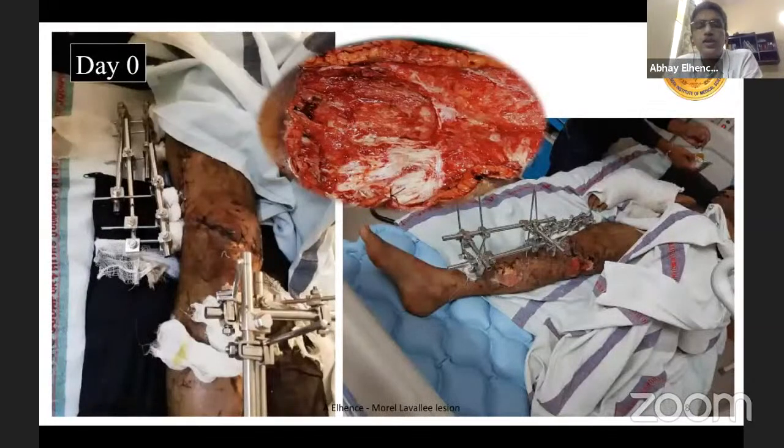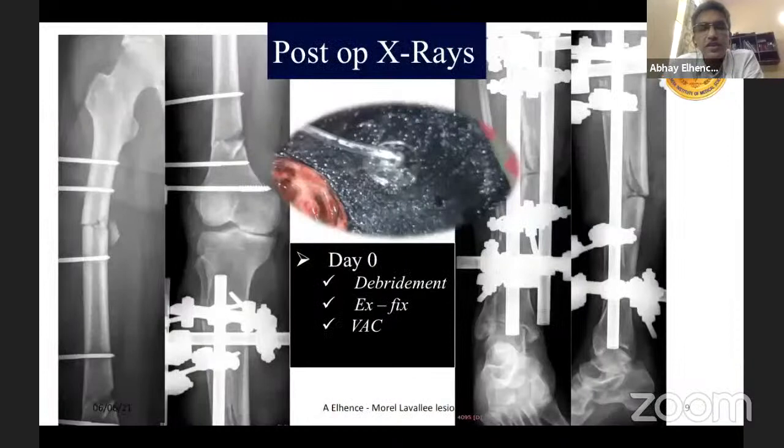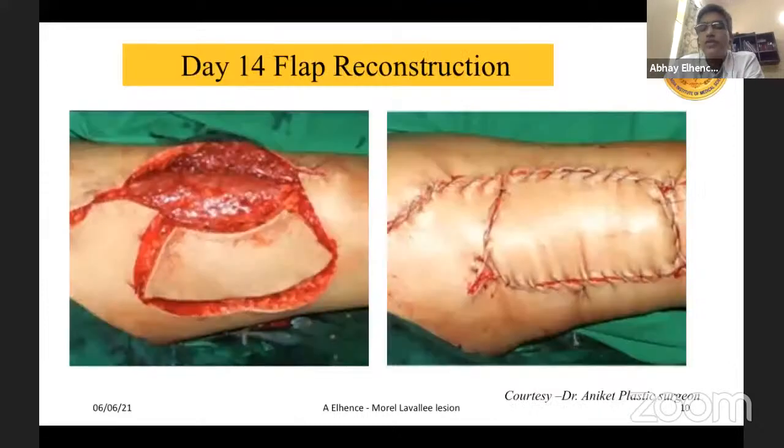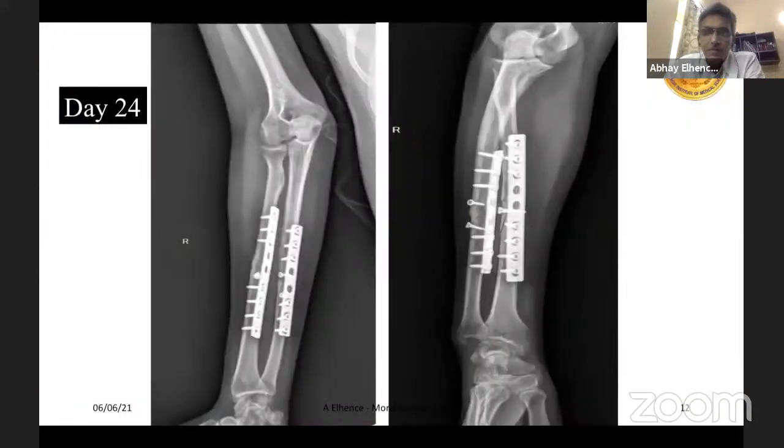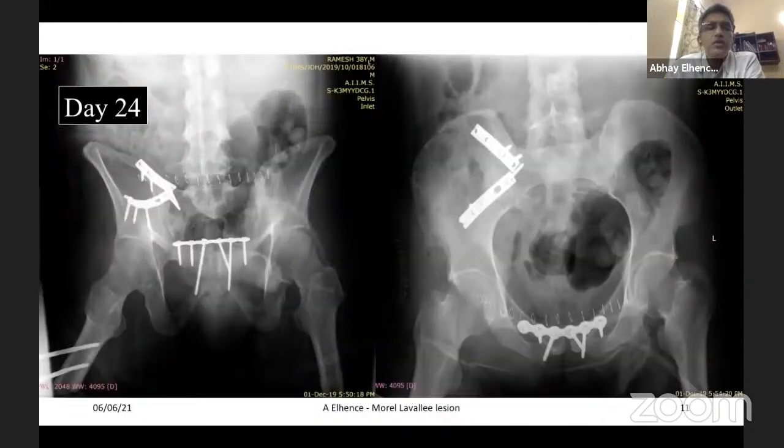So day zero was essentially an aggressive debridement of the Morel-Lavallée wound and stabilizing the bony injuries with external fixators, debriding the wounds and providing external fixation to the limbs. My plastic surgeon then did a flap for this particular patient. He used a local advancement flap of the same region, called a keystone flap, which he uses for similar situations but smaller wounds. Once the flap was done on day 14, after the debridement on day zero, the patient goes into definitive stabilization of the other injuries.